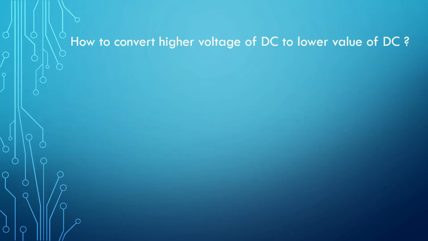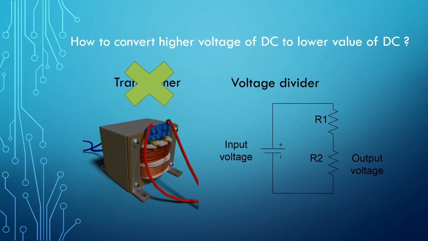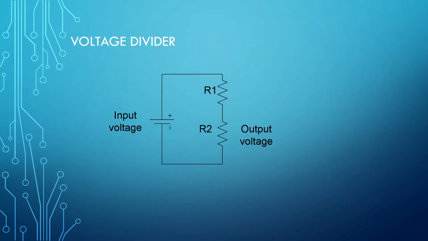For the conversion of a higher DC voltage to a lower DC voltage, you probably need a circuit, and that cannot be a transformer, as the transformer principle will not work in a DC circuit. So you can use a voltage divider. A simple voltage divider can be seen from this figure. The output voltage is given by the formula V out equals R2 by R1 plus R2 times V in. So the input voltage can be reduced with a ratio of R2 by R1 plus R2.